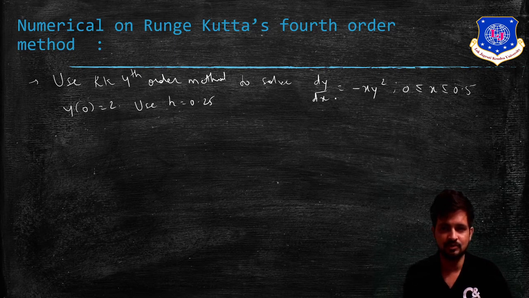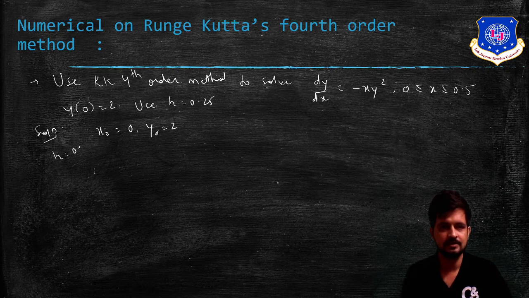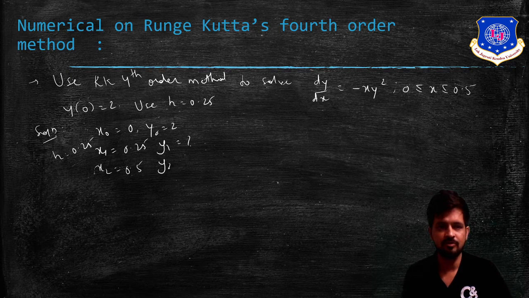How we can find the solution? Here we have to find up till which step. x0 is equal to 0, y0 is equal to 2 is given, h is our 0.25. So what will be our x1? x1 will be 0.25, and we have to find y1, and x2 will be 0.5, and we have to find y2. Now to find y1, what is our formula?